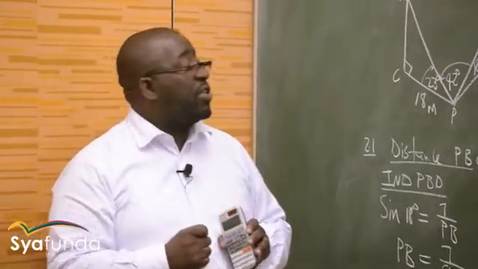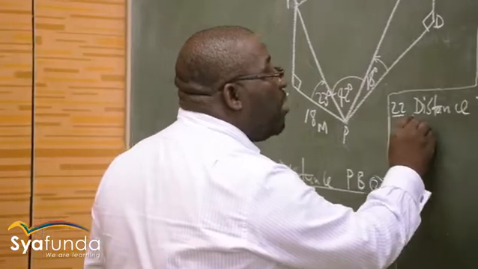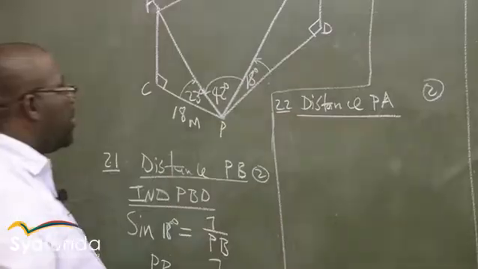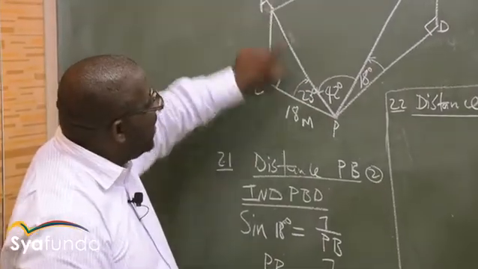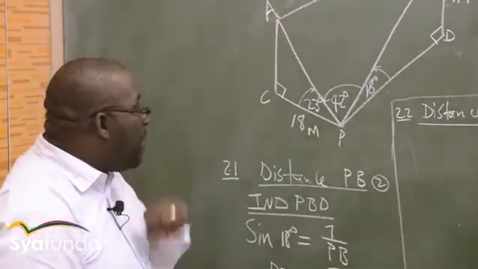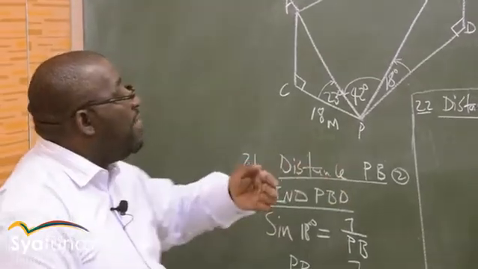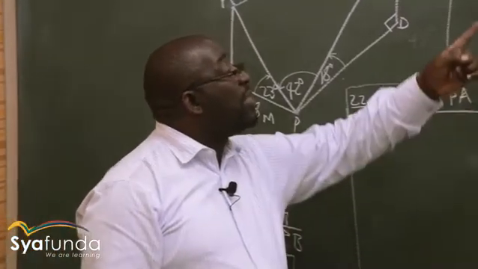Let's look at the second question. This next one wants us to find the distance PA. This is the distance PA. Okay. How many marks is this one? It's 2 marks. And this one that we are doing now, it's 2 marks. Look at the next one, it's 4 marks.